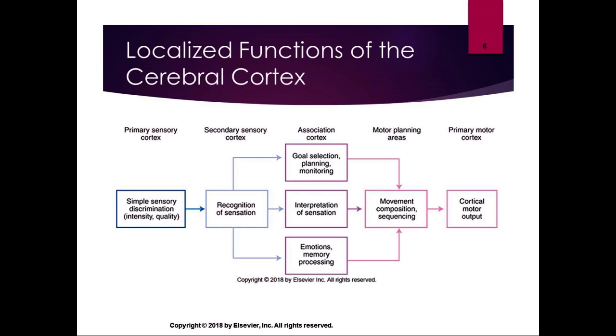Once that's done in the motor planning areas, it gets passed to the primary motor cortex, which sends cortical motor output to the spinal cord, so it can get to those lower motor neurons and cause movement. So it's a pretty complex process, but each area of the cortex has its job in doing that. That's why we call it localized functions, because they are pretty localized within those individual areas.